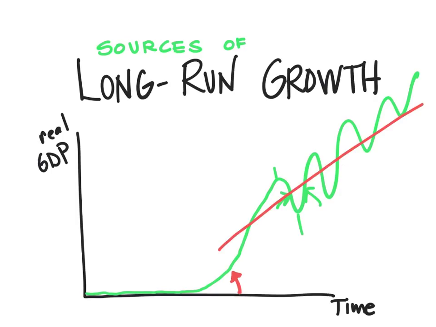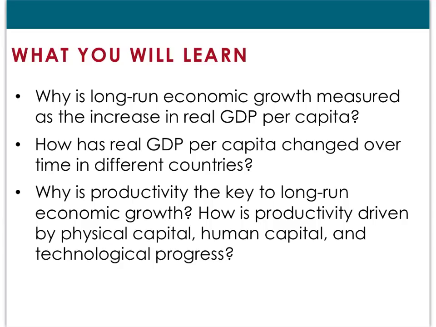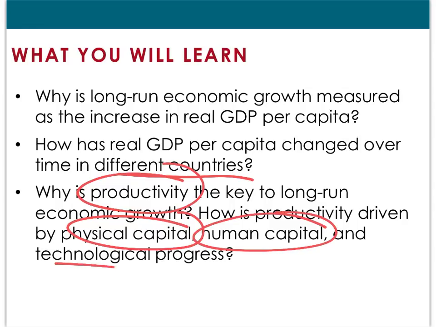Macroeconomics is about understanding both the long-run red trend line and also what causes the short-run green fluctuations. Our best measure is real GDP per capita. So we want to know, what is it? How has it changed in different countries? What's the role of productivity? And then what are the roles of capital, both human and physical capital, and technology in creating that long-run economic growth?